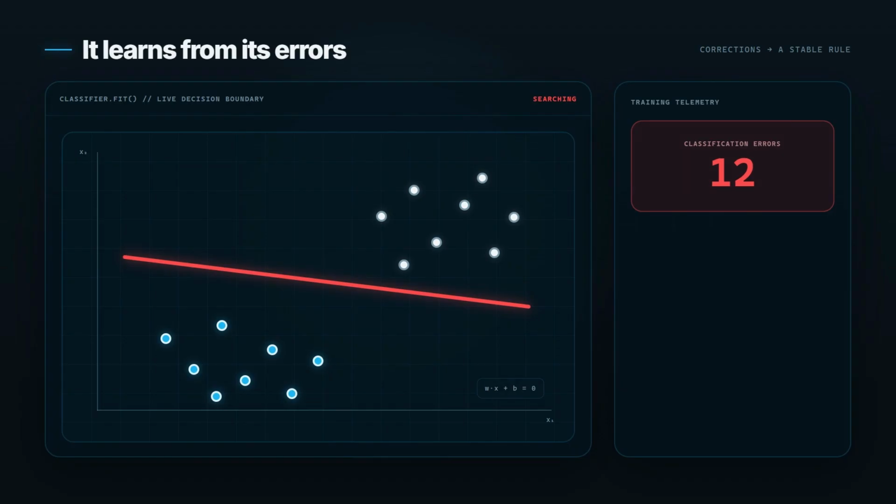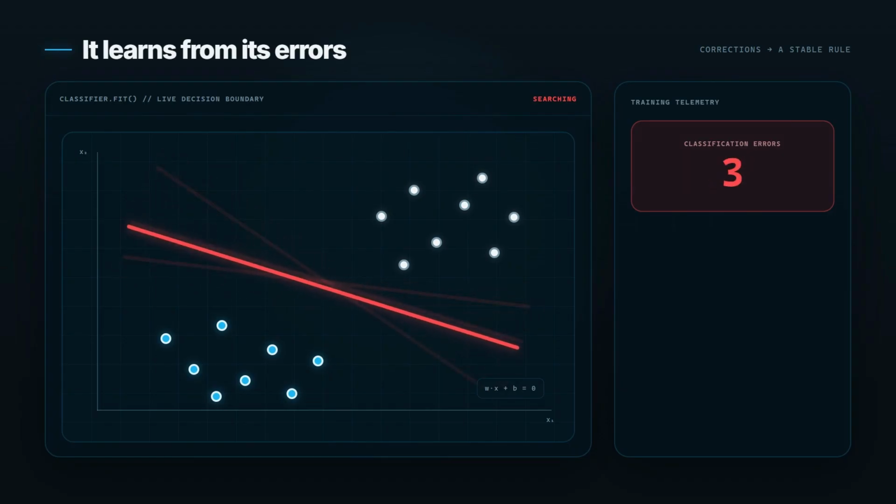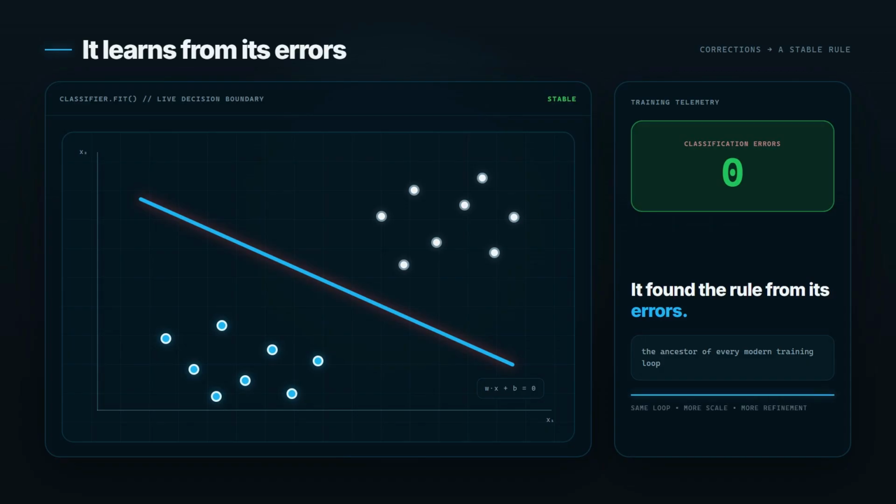Run that loop, and something quietly remarkable happens. The weights drift from noise into values that classify the points correctly, and they stay there. Nobody told the neuron the rule. It found it from its own errors. This tiny block is the ancestor of every training loop in modern AI. Everything else is just scale and refinement.